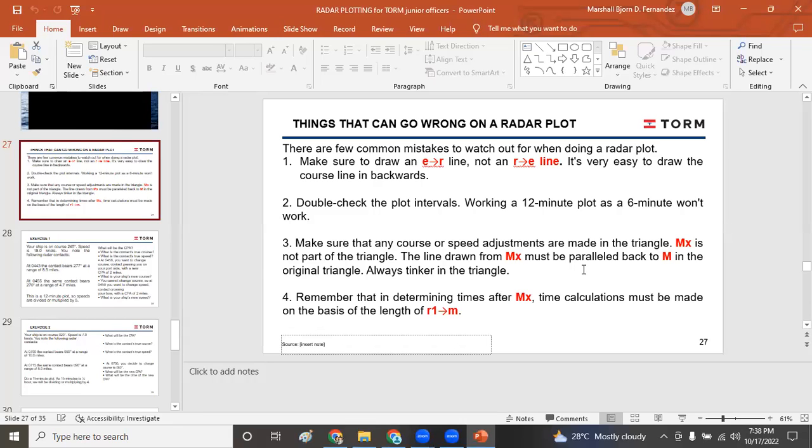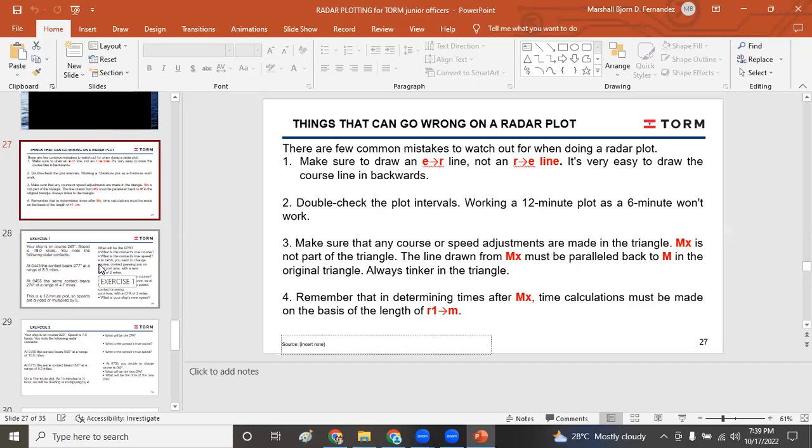Number 4. Remember that in determining times after MX, time calculations must be made on the basis of the length of R1 to M. R1 is your new observation, because E to R1 is the new course to steer. R1 is the later observation after the alteration itself. So if you're going to calculate the time of closest point of approach, it should be based on R1 and not from the R itself, since you have altered your course.